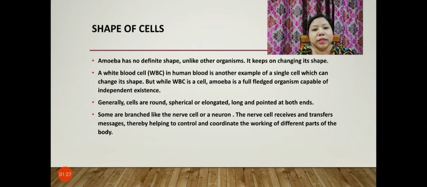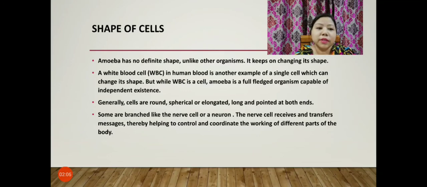Now children, does the shape of the cell present in different organisms keep on changing? And what about the shape of the cell in multicellular organisms? Obviously the shape of the cell depends on the specific function performed by the cell. Generally cells are round, spherical or elongated, long and pointed at both ends. But some are branched, like the nerve cell or neuron.